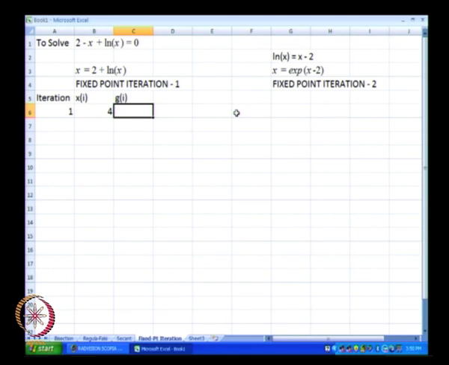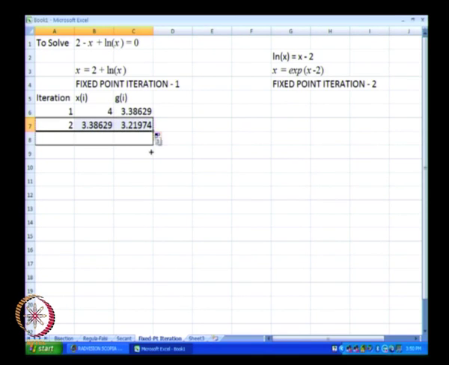g of x_i is going to be nothing but 2 plus ln of x_i, and this is what we get. At the second iteration, x_(i+1) is nothing but g of x_i. So this is going to be equal to this guy, and as you see, implementation of fixed point iteration is so much simpler in Excel compared to any of the other methods, and that is all we need essentially.